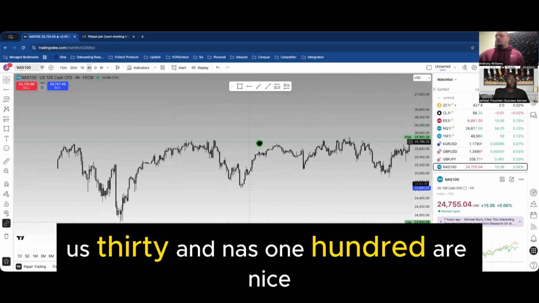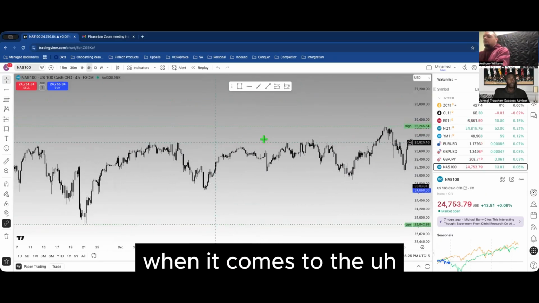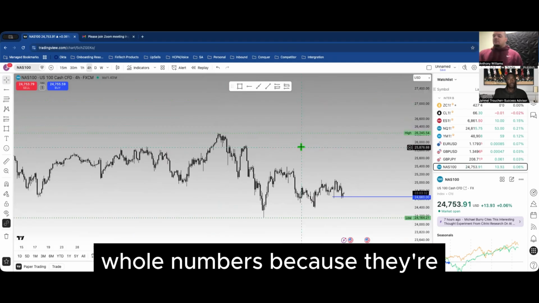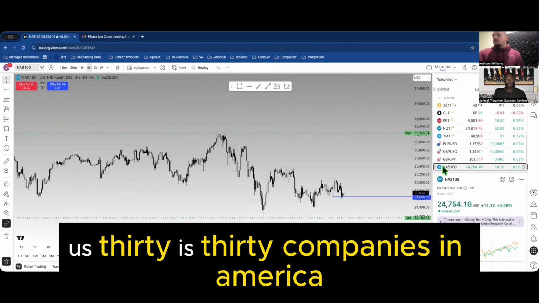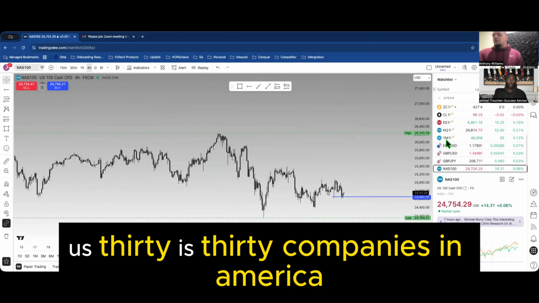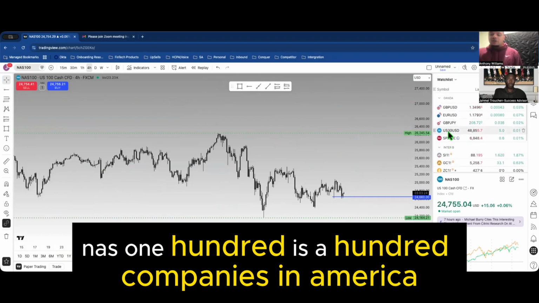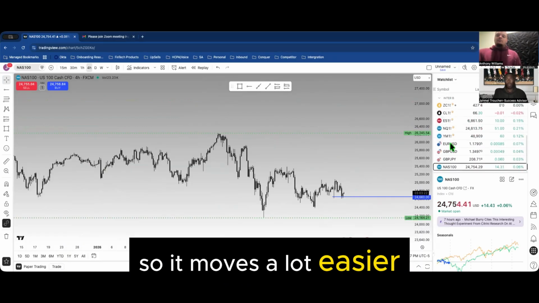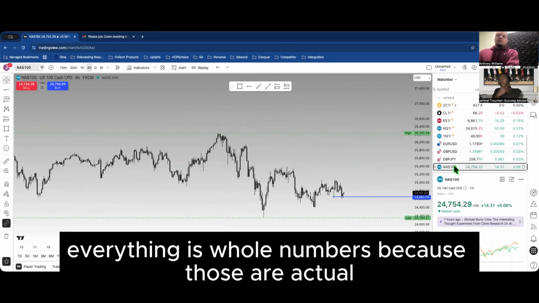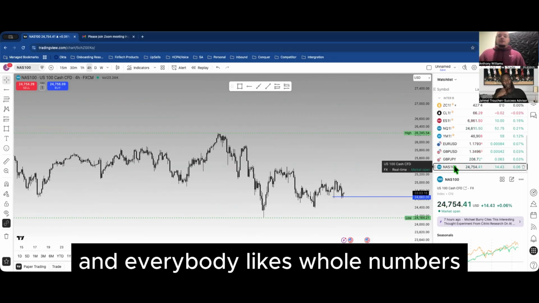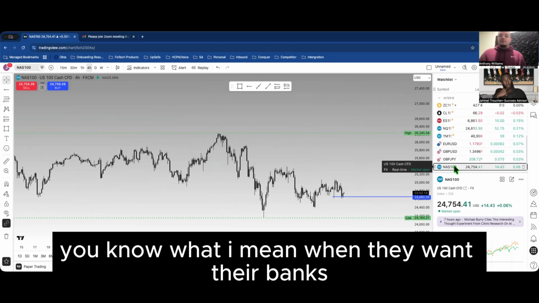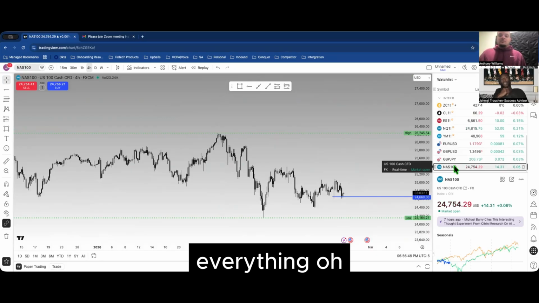US 30 and NAS 100 are nice when it comes to whole numbers because they're US-based companies. US 30 is 30 companies in America, NAS 100 is 100 companies in America. So it moves a lot easier. Everything is whole numbers because those are actual people like me and you owning those companies. And everybody likes whole numbers when they want their banks, everything.